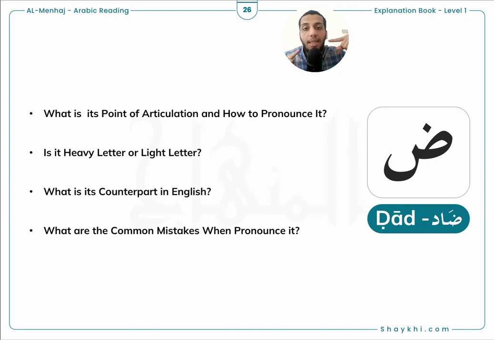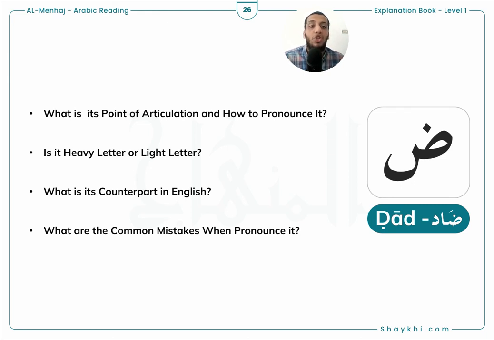Also, ضُرِبَتْ عَلَيْهِمُ الذِّلَّةُ. Also, Allah subhanahu wa ta'ala says, وَلَا تُمْسِكُوهُنَّ ضِرَارًا لِتَعْتَدُوا.